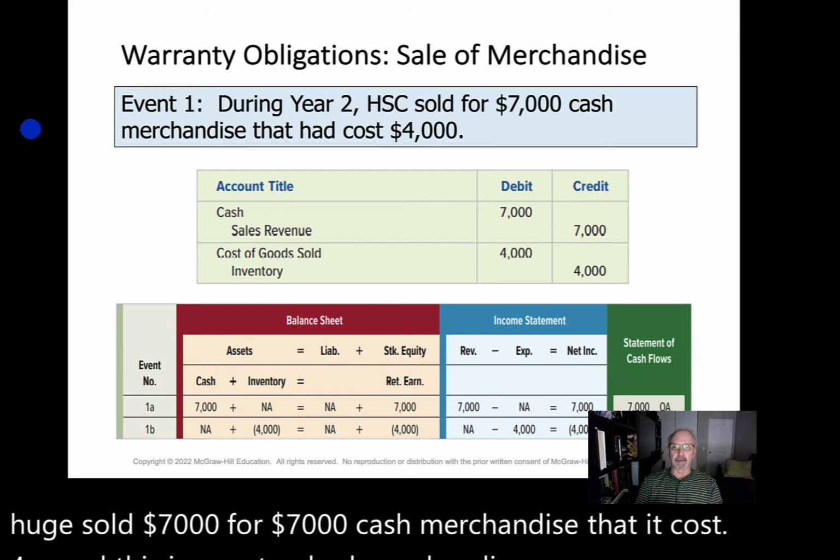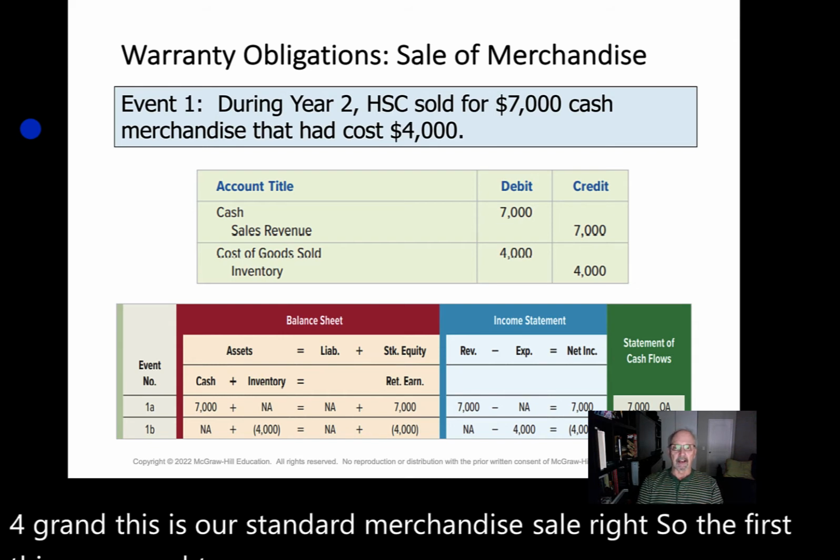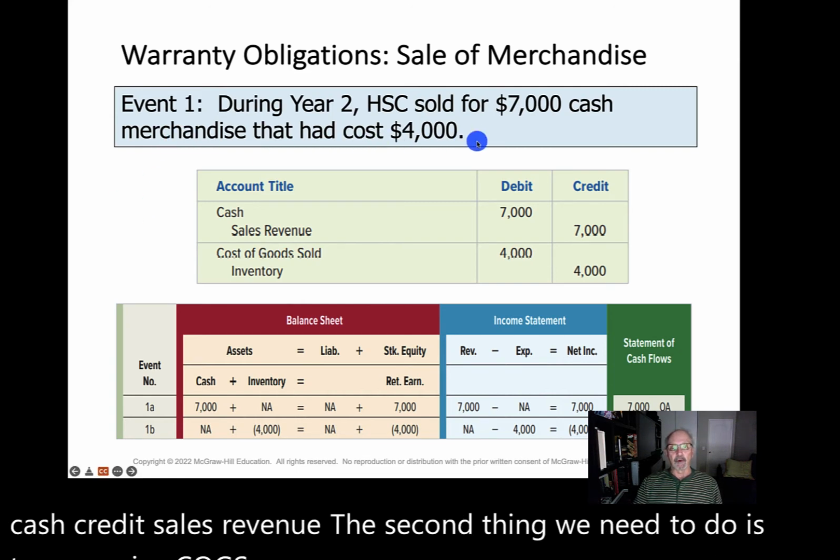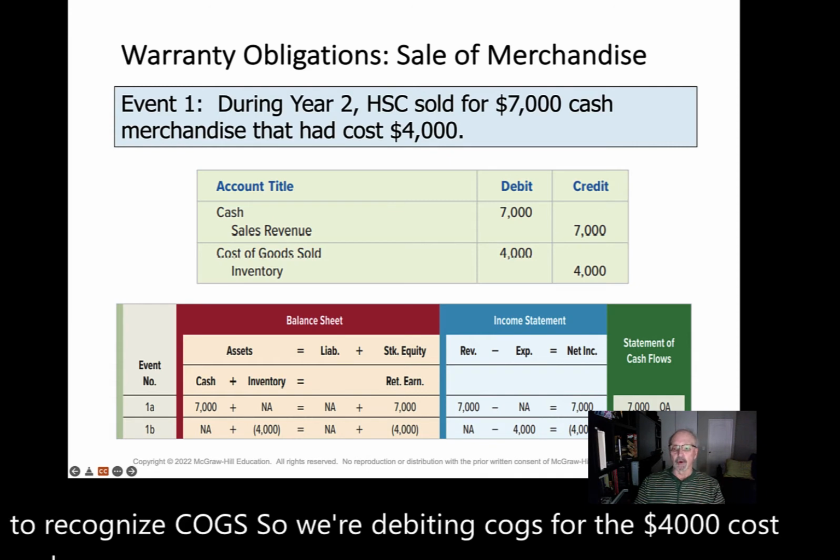So the first thing we need to do is to recognize the revenue. So we debit cash, credit sales revenue. The second thing we need to do is to recognize COGS. So we're debiting COGS for the $4,000 cost and crediting merchandise inventory. Pretty straightforward stuff.